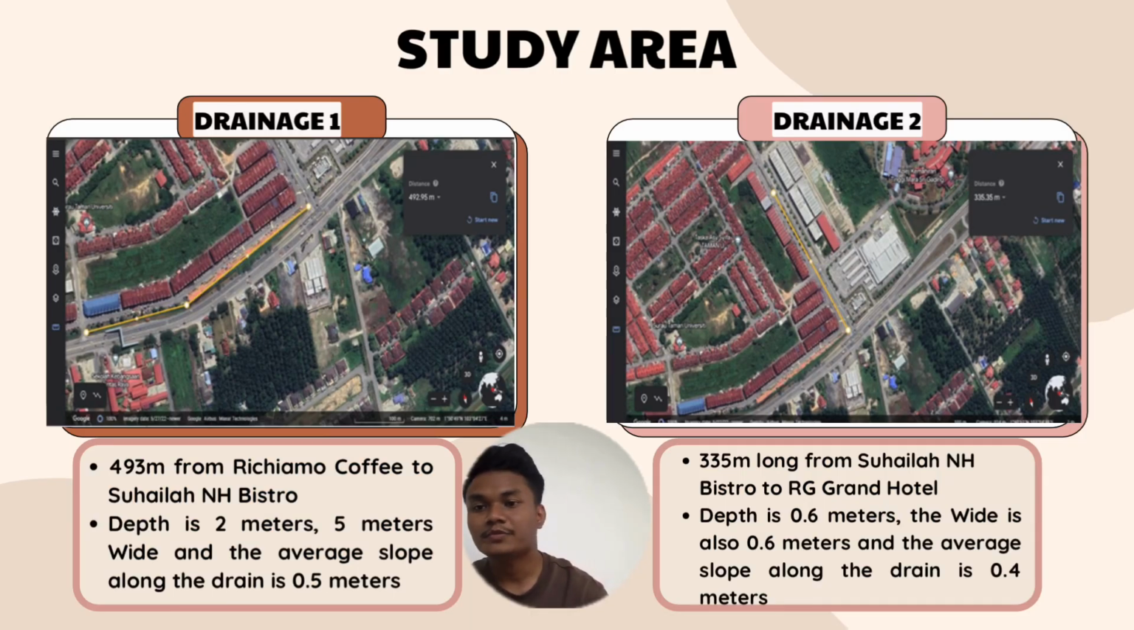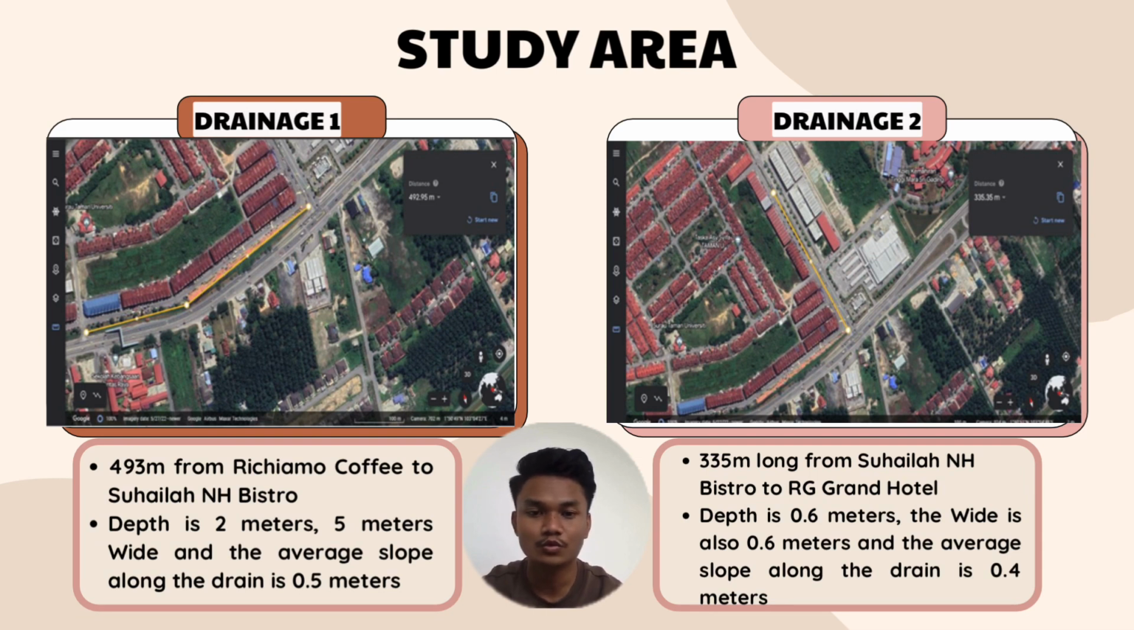I will continue the presentation about the study area. In the project instruction, it stated the study area of this project was located at Taman University Parit Raja, Batu Pahat, Johor. We have two drainages, drainage 1 and drainage 2. For drainage 1, the existing drainage by the main road has a length of approximately 493 meters from Ricia Mokofi to Sohaila and H Bistro. It has a depth of 2 meters, 5 meters wide, and the average slope along the drain is 0.5 meters.